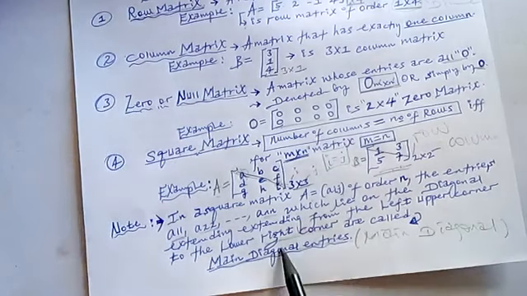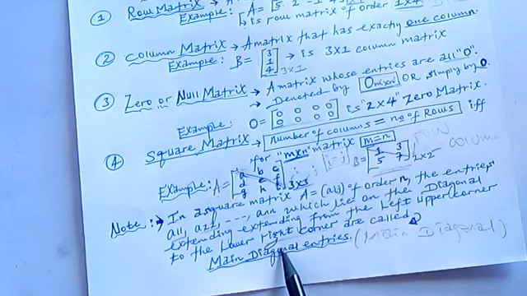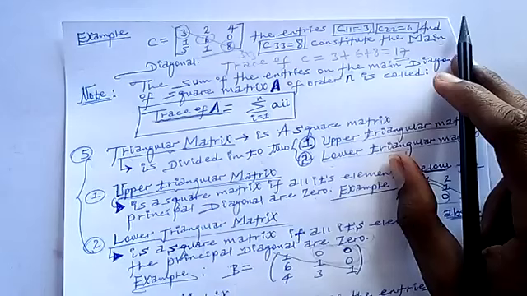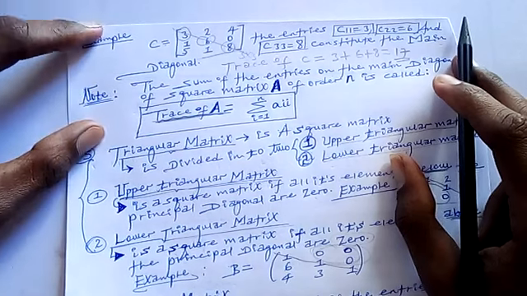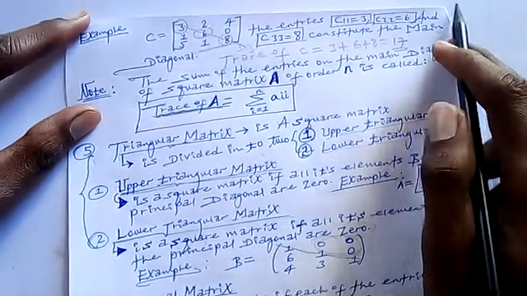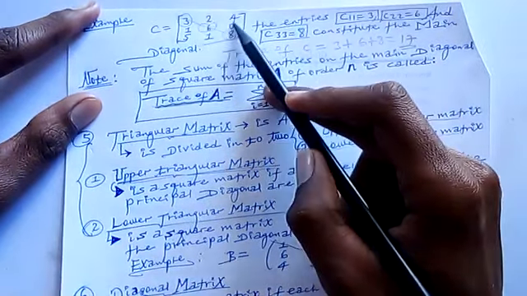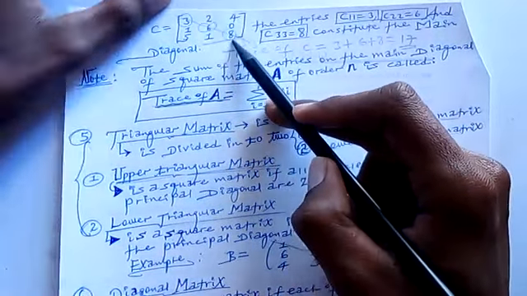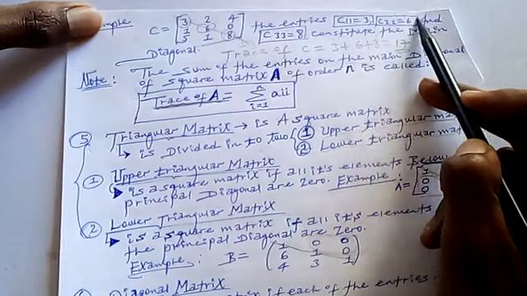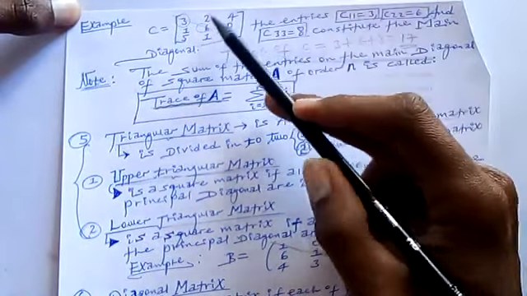Therefore, a square matrix simply has number of columns equal to number of rows. Example: matrix C is given as 3, 2, 4, 1, 6, 0, 5, 1, 8. The entries are C11 = 3, C22 = 6, and C33 = 8. This is C11.